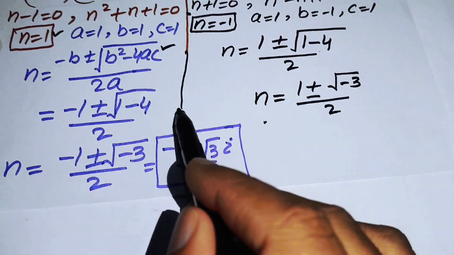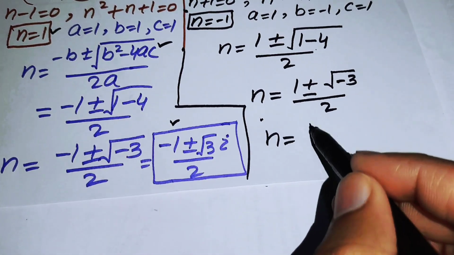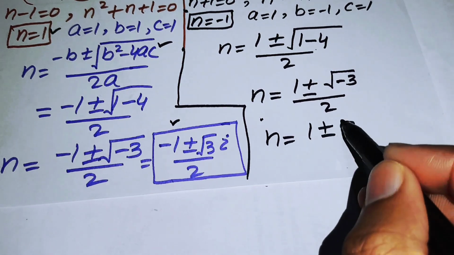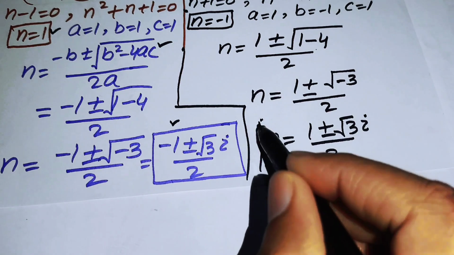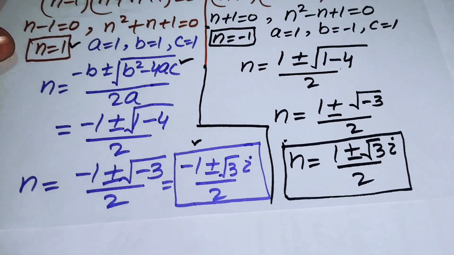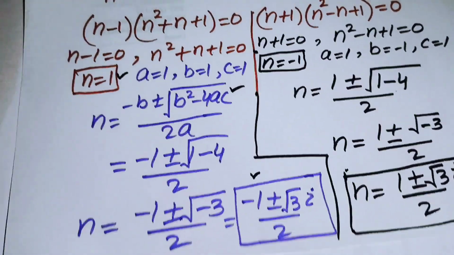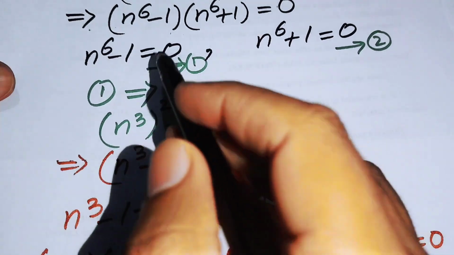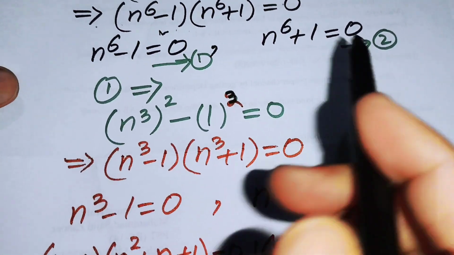So similarly, when you open this square root, then you will get 1 plus minus square root of 3 iota over 2. So these are the other two roots of the given equation. So here we can find the 6 roots of the given equation, because here we solve this sixth order equation. And now we move towards our second case.